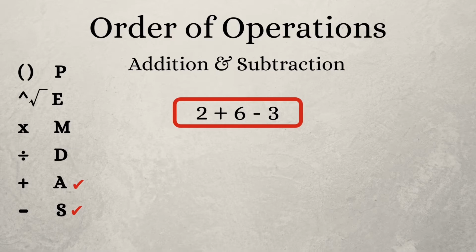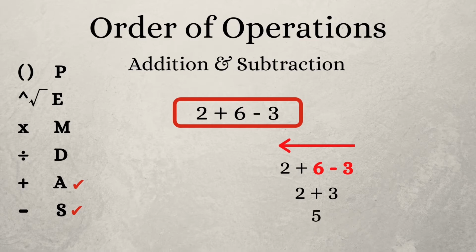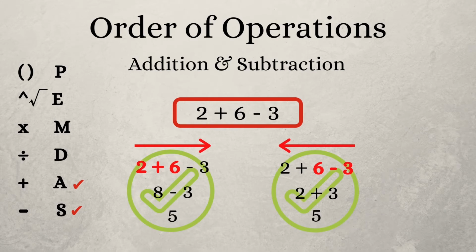First, let's move from left to right. So 2 plus 6 is calculated first to give us the answer 8, and then we subtract 3 from it to get the final result of 5. Let's do the same expression from right to left. So we compute 6 minus 3 first, giving us the answer of 3, which is added to 2 to give us the final answer of 5. In this case, both the solutions give us the same correct answer. But let's move on to the next example and see what happens.